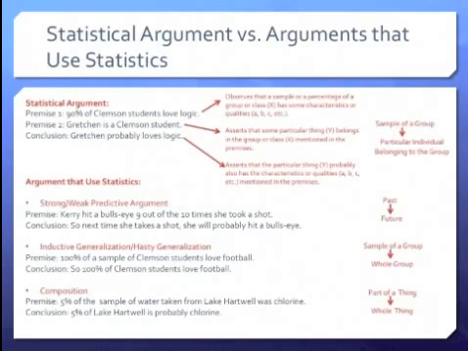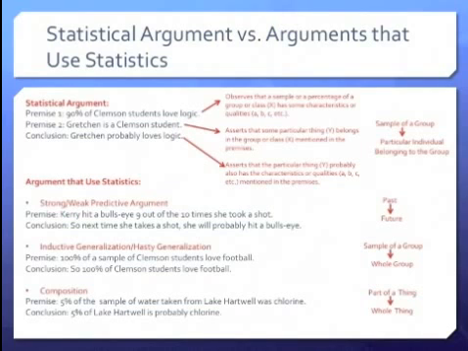As we discussed, a statistical argument is an argument with the following form. It has as one of its premises a statement that observes that a sample or a percentage of a group or class X has some characteristics or qualities A, B, C, etc. It has as another premise a statement that asserts that some particular thing Y belongs in the group or class X mentioned in the premises. And finally, it has as a conclusion a statement that asserts that the particular thing Y probably also has the characteristics or qualities A, B, C, etc. mentioned in the premises.